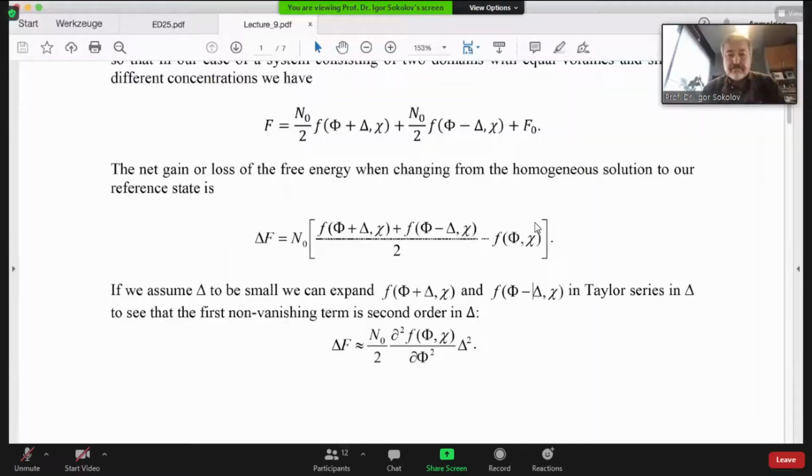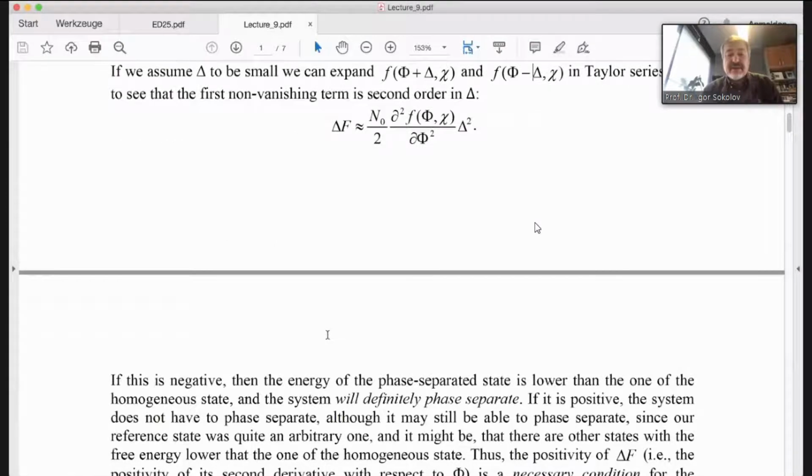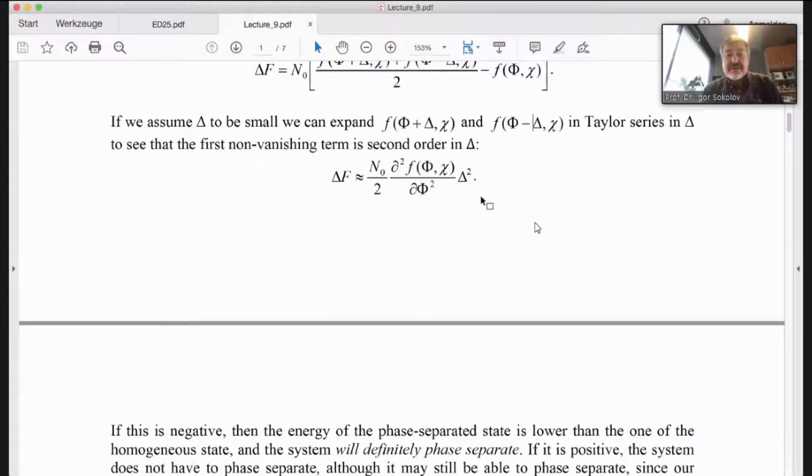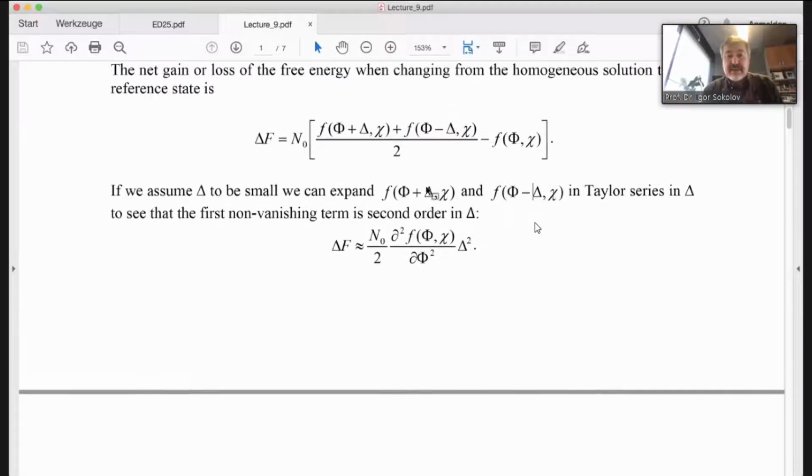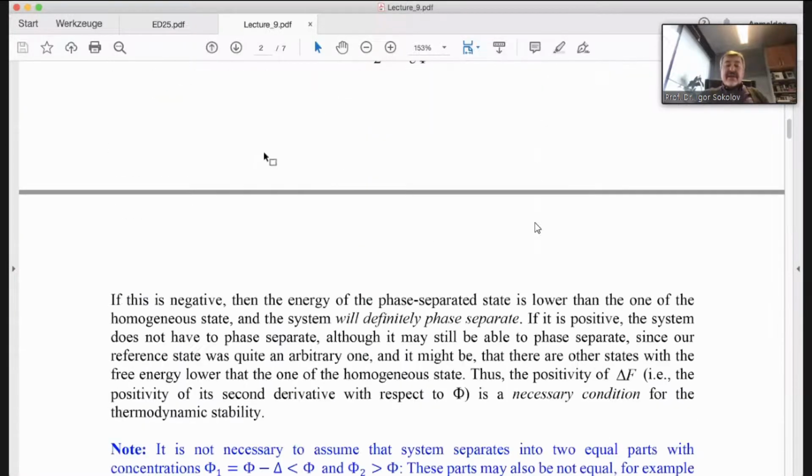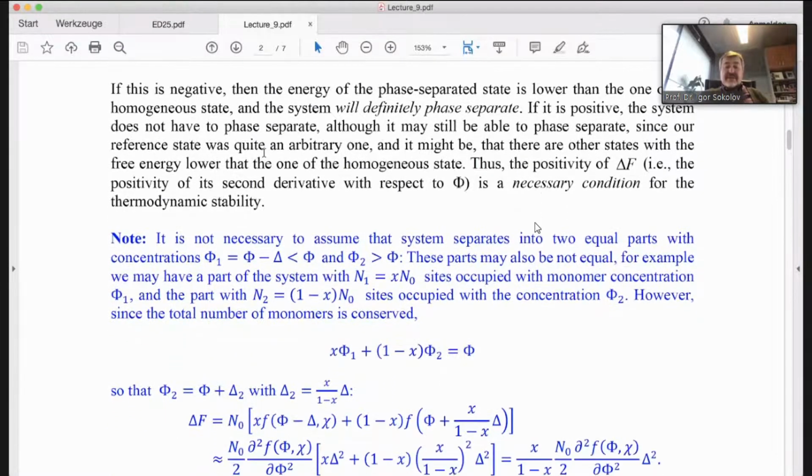So now, just a second, okay. Now, let us go back. So I have this guy with the second derivative. And if this guy is negative, which means if delta F is negative, the free energy in the phase separated state is smaller than the free energy in a single phase, the system will inevitably phase separate.